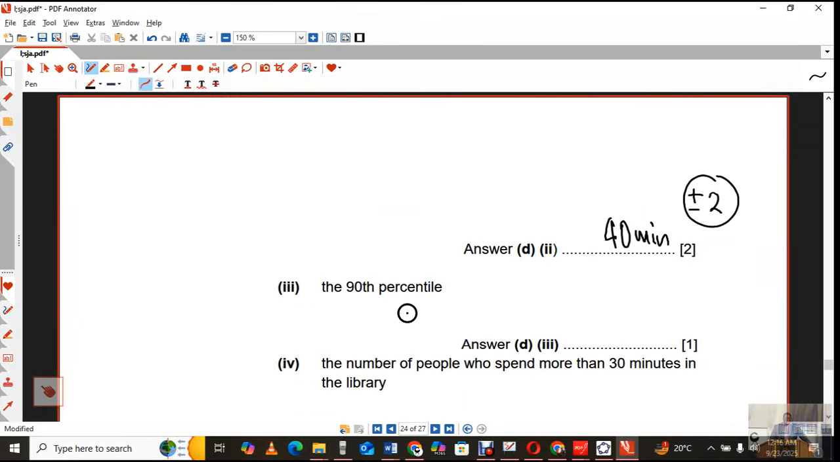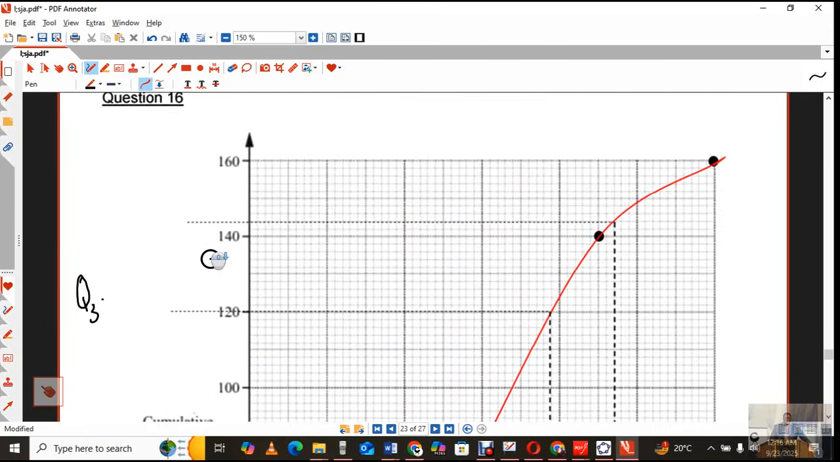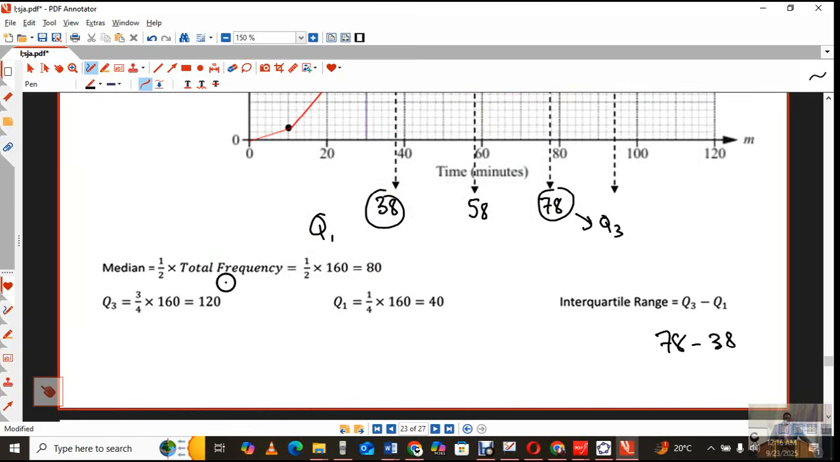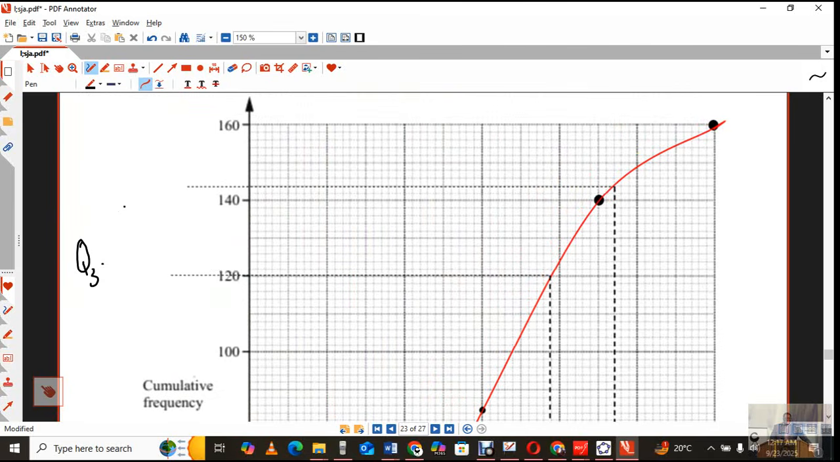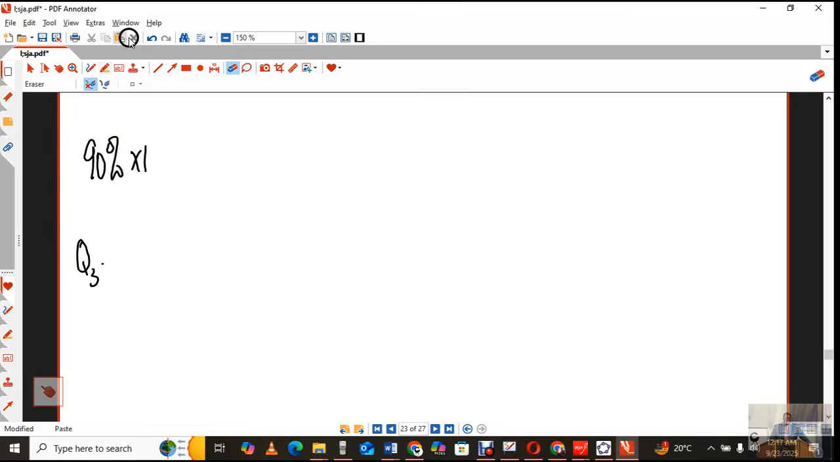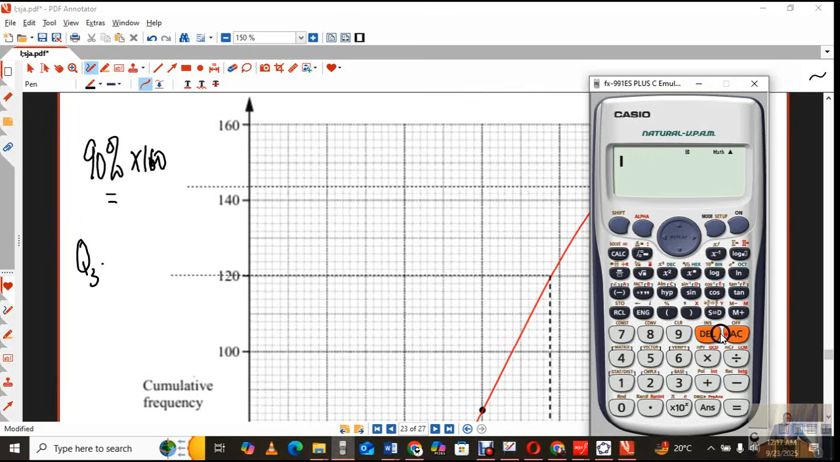Right. The next one, they say the 90th percentile. So what you do for the 90th percentile is you just find 90% of the frequency. Now, I will do it over here. What is 90% of 160 going to give me? Let's just find what that is. So we're going to say, what is 90% of 160?